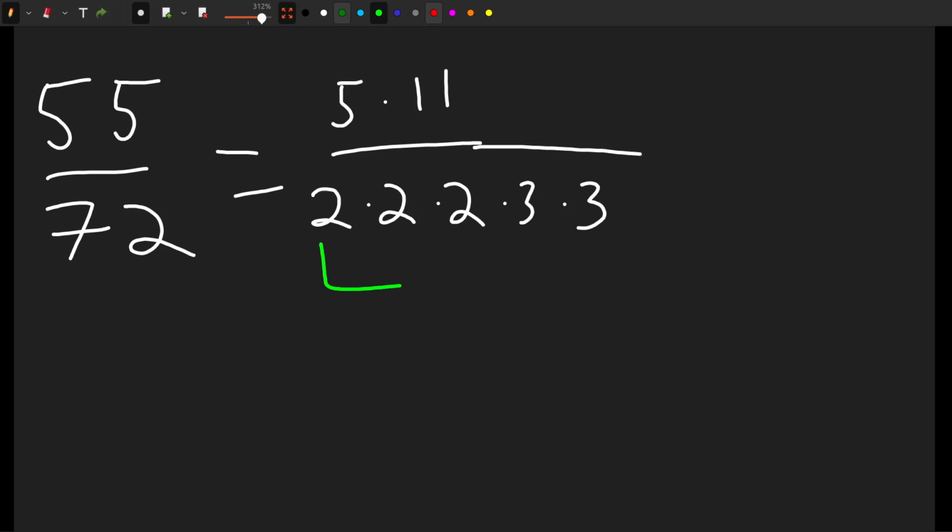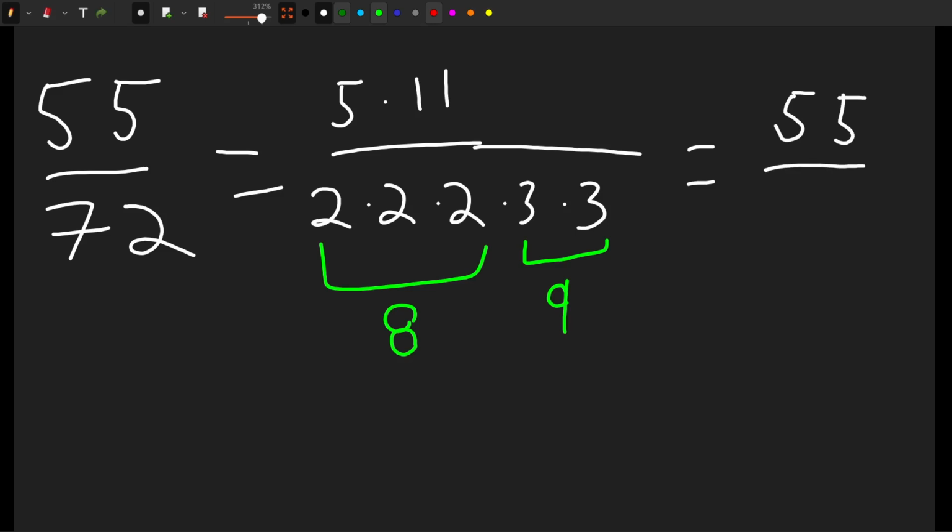Remember, this portion is an 8. 2 times 2 times 2 gets us to 8. This portion is 9. And so then 8 times 9 gets us to 72. But we run into a little bit of a problem here, don't we? There's nothing to simplify. We have a 5 and 11 on top, but we only have 2's and 3's on the bottom. So since there's nothing to simplify, our fraction is already simplified, and it remains as 55 over 72.